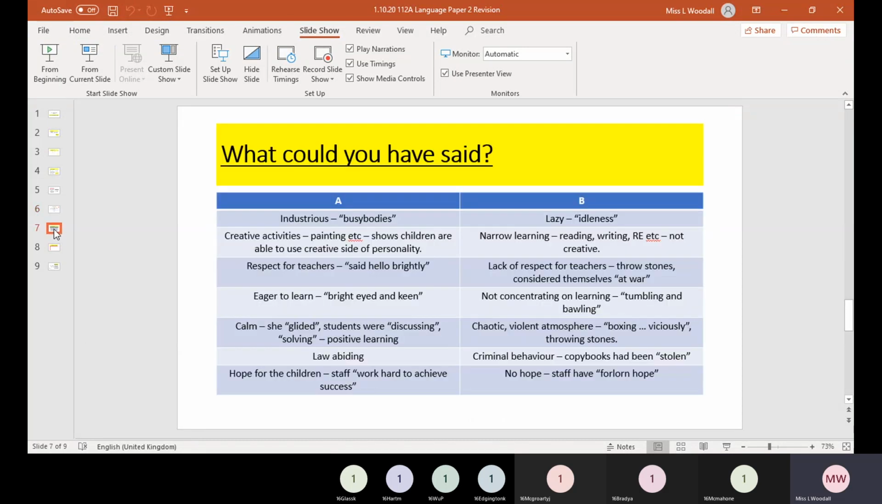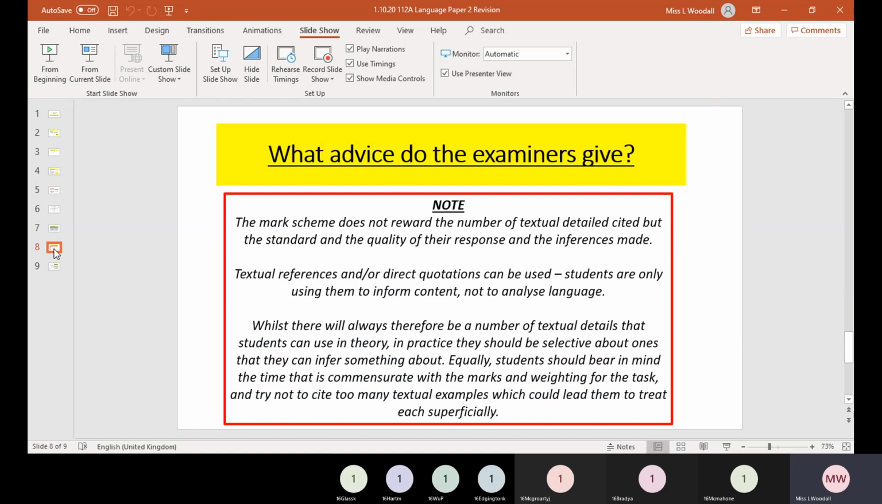This slide here, I won't talk through it because of obviously time. I want to make sure we are ready to be logged off by 1:15. But I will put this PowerPoint on the portal, and you can have a look at it in your own time. But what I do want to talk you through here is advice that the examiners have actually given us about this question and how to do it well.